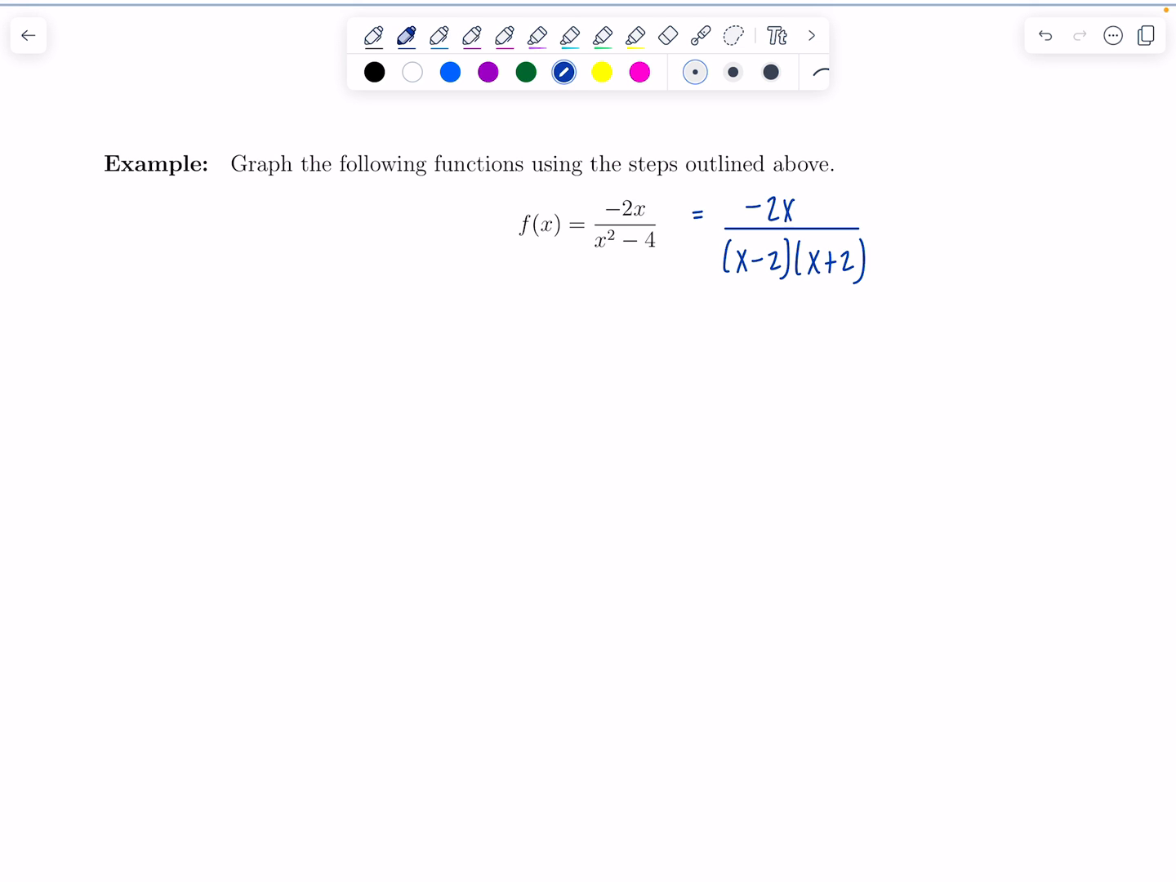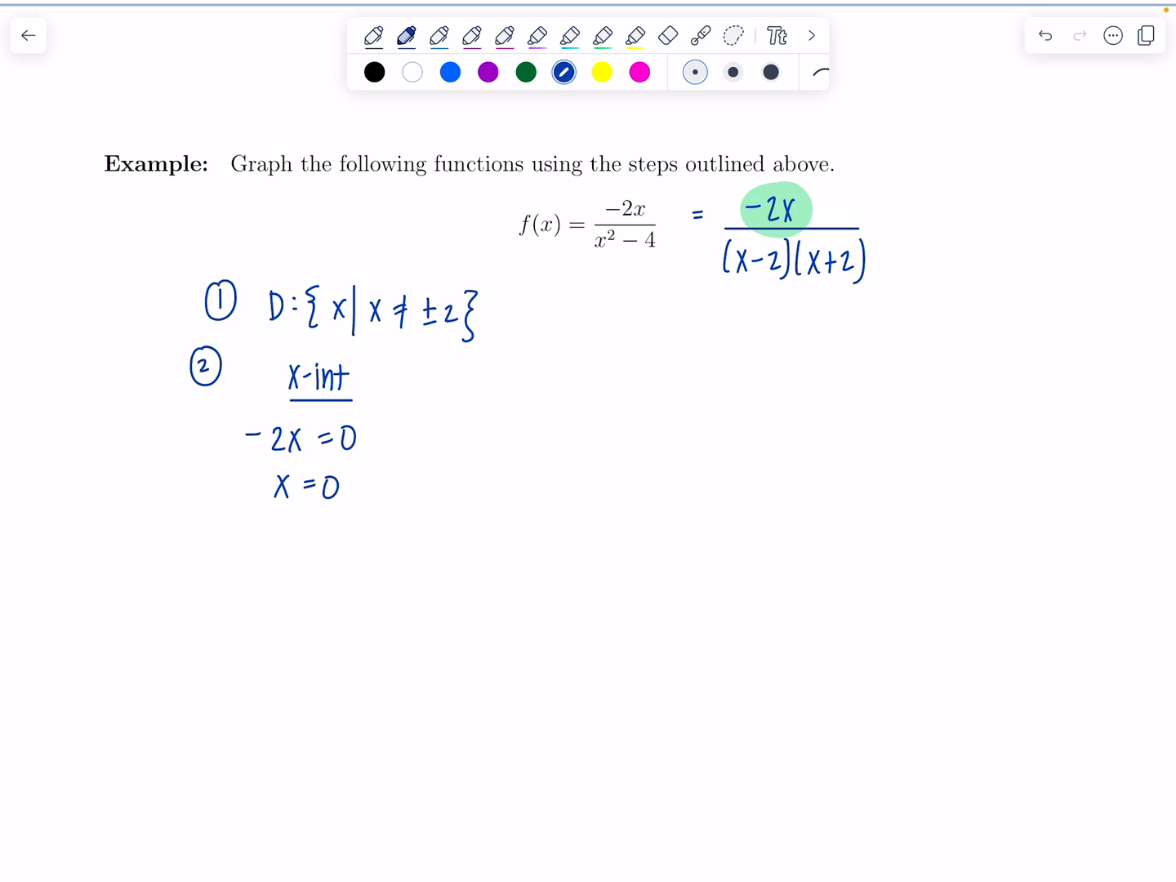Okay, so step 1, the domain. Clearly I can see x can't be 2 or negative 2, because then the denominator would be 0 and the function would be undefined. So x such that x can't equal plus or minus 2. Okay, now it's time to find the intercepts. So the x-intercept, you can find by setting the whole function equal to 0. Shortcut for a rational function, you just set the numerator equal to 0.